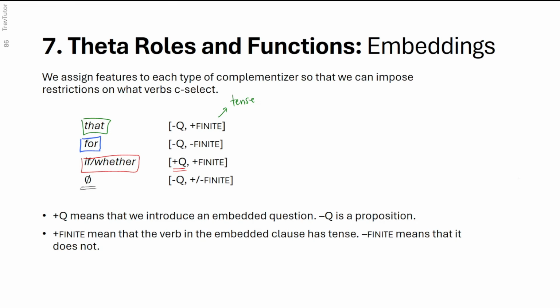So when we think about what believe wants, and we ask ourselves, well, it's selecting a CP that is going to be a proposition. Instead of just saying proposition in general, we could be more specific. So we could say it wants a minus Q plus finite complementizer.